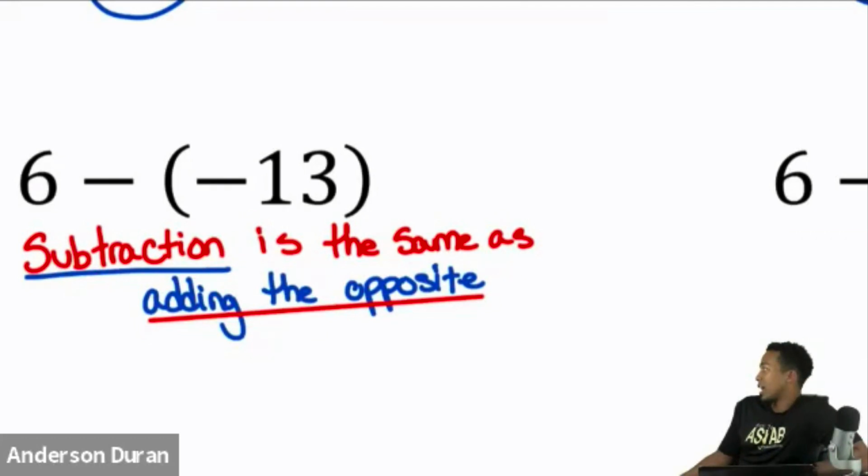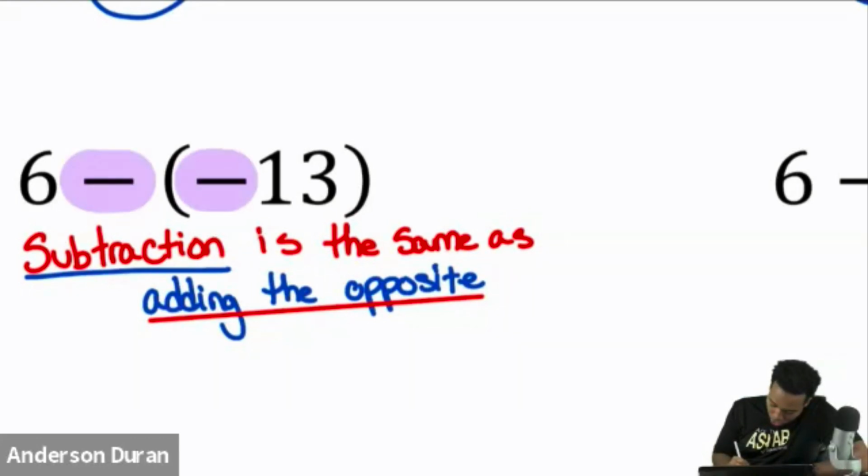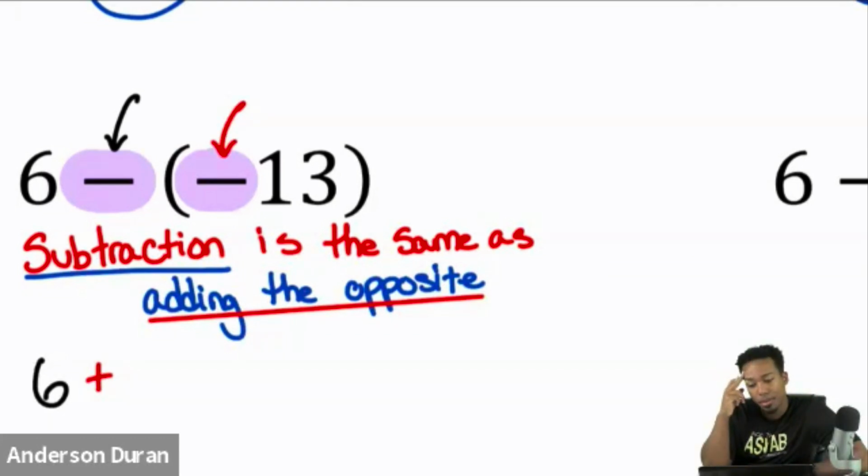Subtraction is the same as adding the opposite. So let me just take a look right here. We are subtracting a negative. So subtracting a negative will be the same. Subtracting is the same as adding the opposite. Everybody, what's the opposite of a negative? Right, a positive.